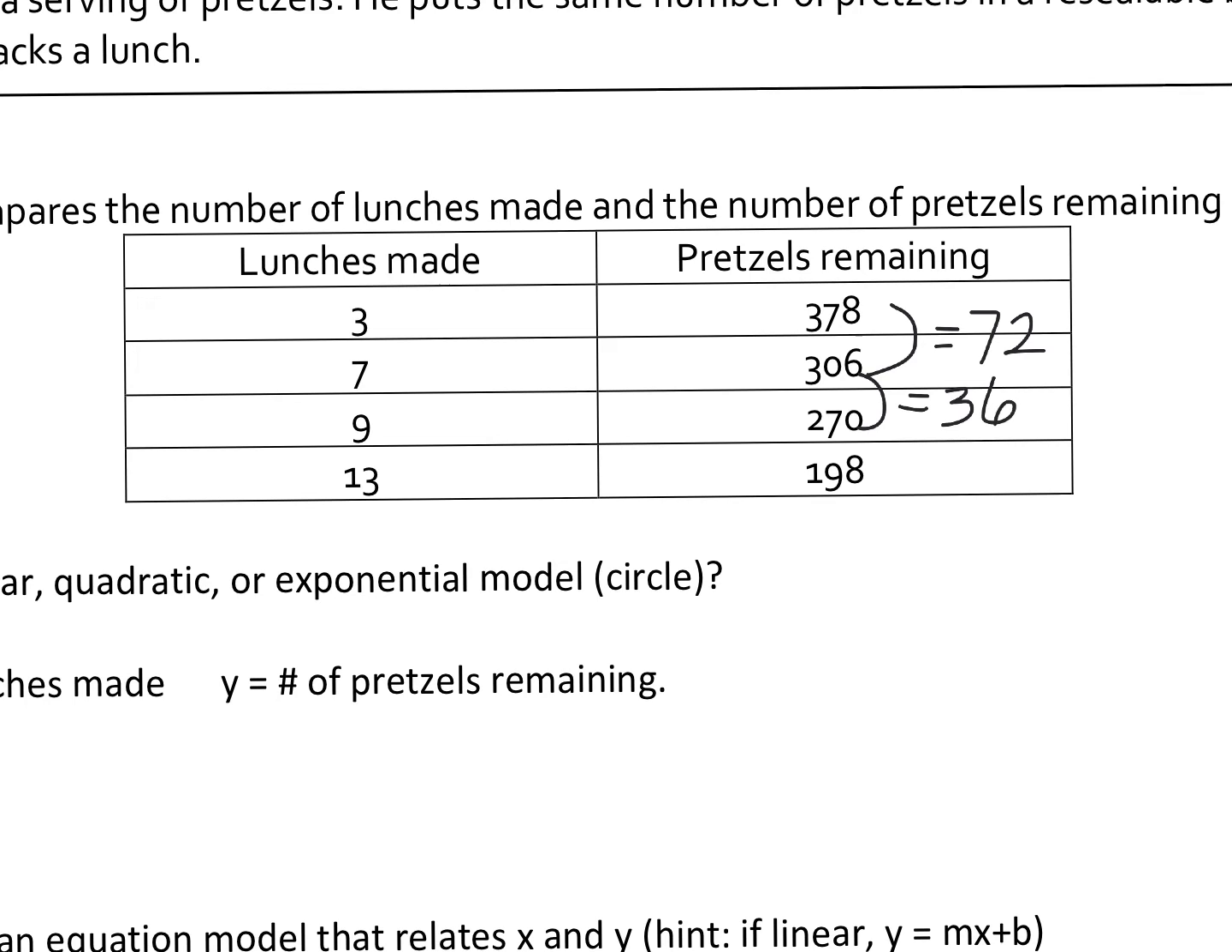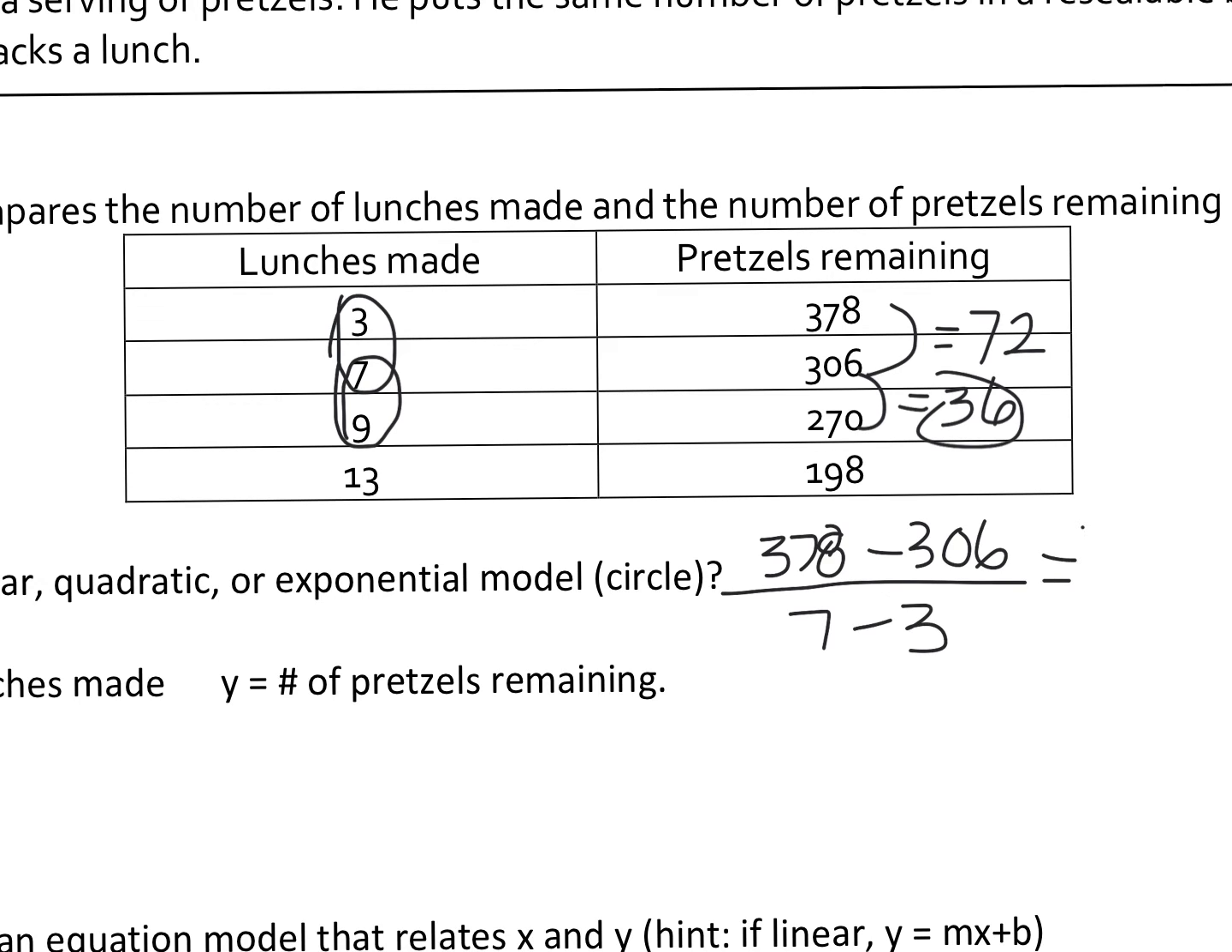Then you go, oh, well, Mr. Fossey, those aren't the same. But if you look, this going from 378 to 306 is 3 lunches to 7 lunches made. And if I go from 7 to 9, that goes up 36. So you have to do not only the difference of the y's, remember you got to divide it by the difference of the x's, and now we see we get 72 divided by 4, which then gives us 18.